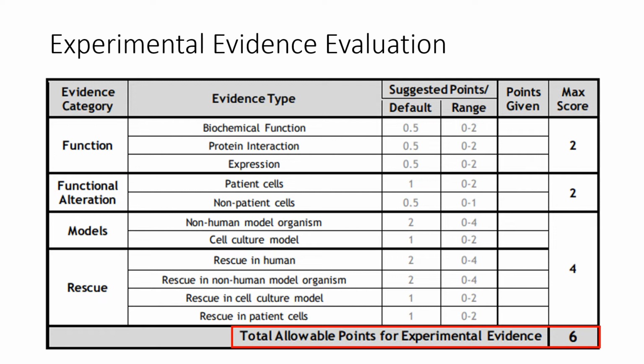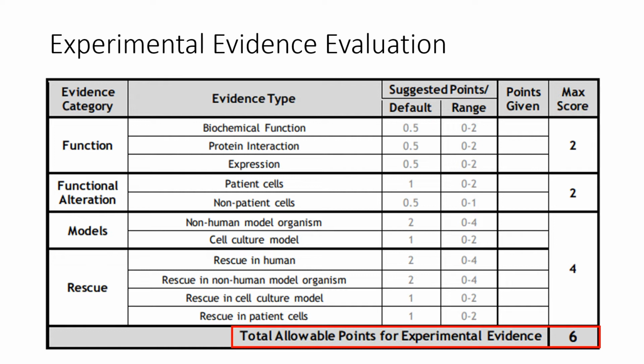Here I'm showing you the experimental evidence scoring metric in the ClinGen gene disease validity framework. As you can see, we consider things like the gene's underlying function, evidence that normal function is affected in a way that makes sense in the context of the phenotype if the gene's altered, model organisms, and rescue experiments. Each category has a suggested number of default points as well as a range. So if a particular piece of evidence is compelling, we may choose to upgrade, or if a piece of evidence is less than ideal, we can choose to downgrade.